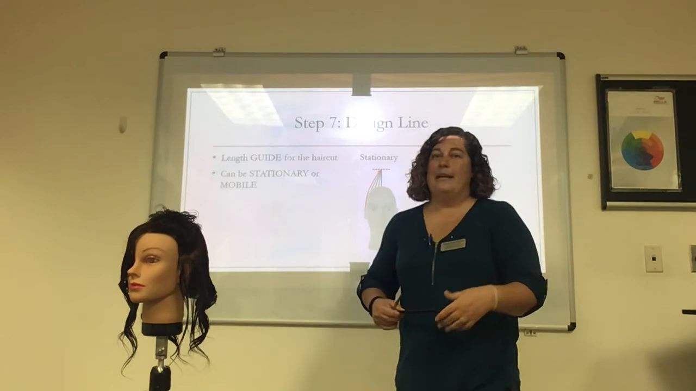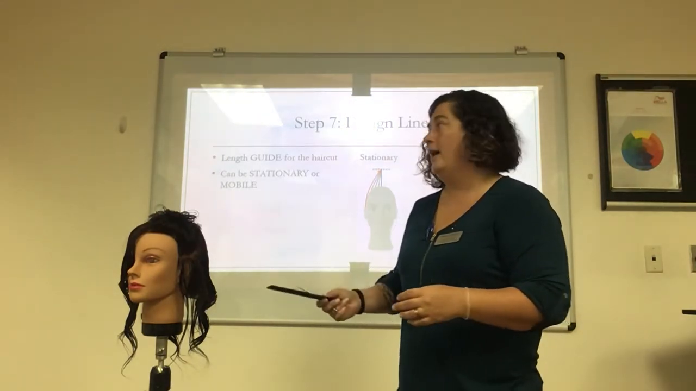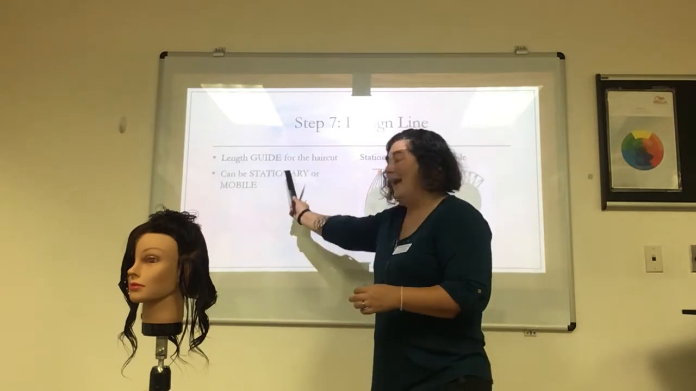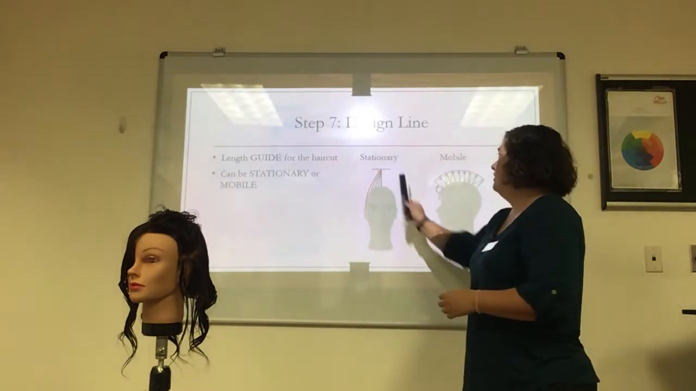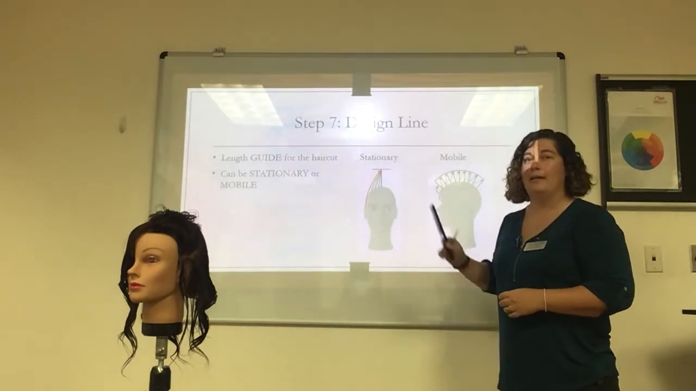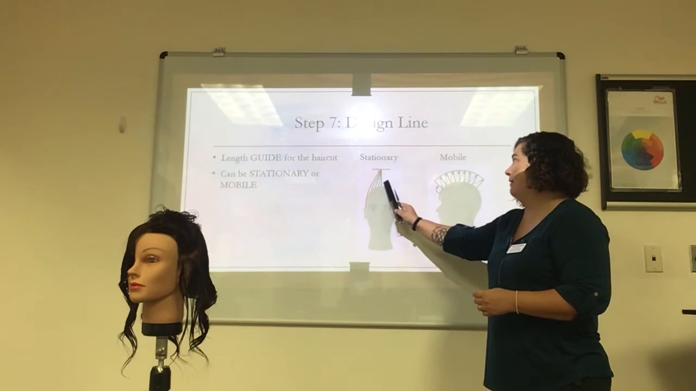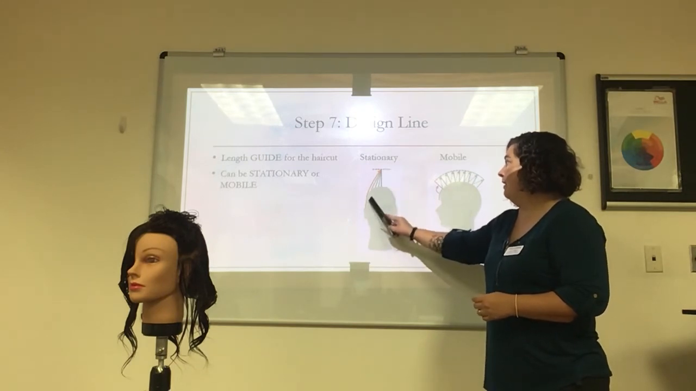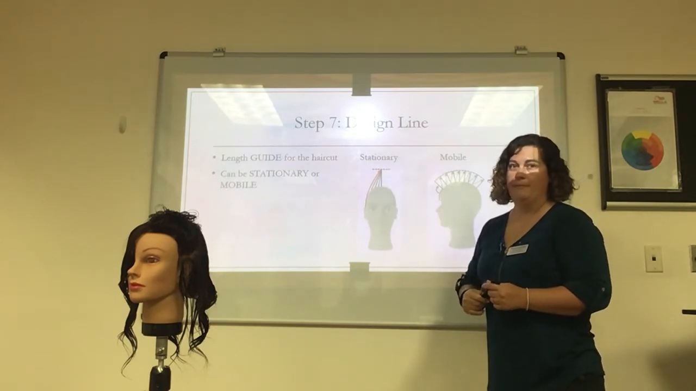Finally, we have step 7. Step 7 is going to be your design line. Your design line is going to give you your guide, whether it be stationary or mobile, through the haircut. So you guys can see a stationary guideline is going to be all of the hair coming up to this one guide. This would be my guide. I'm bringing every single parting up to that same guide.